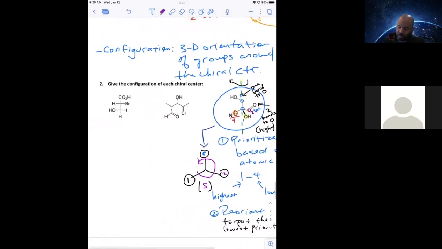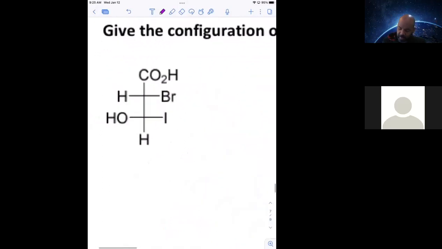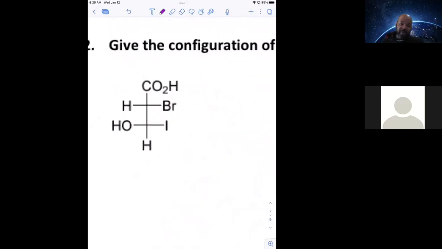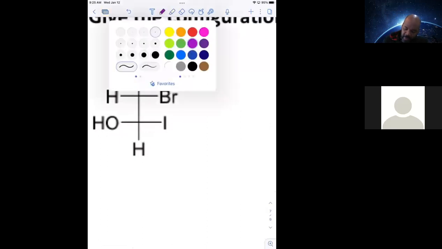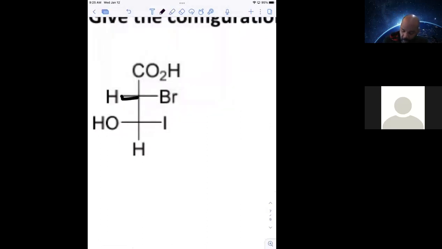All right, let's move on to the Fischer projection, which is here. Fischer projections are a little bit different. You don't have to do any reorientation, but there's a rule for them. Remember, I showed you the other day on a Fischer projection, if I drew this in 3D, the groups that are horizontal are actually wedged, and the groups that are vertical are actually dashed. Sometimes you'll see the Fischer in 3D, but most times you won't, you'll see it in 2D.